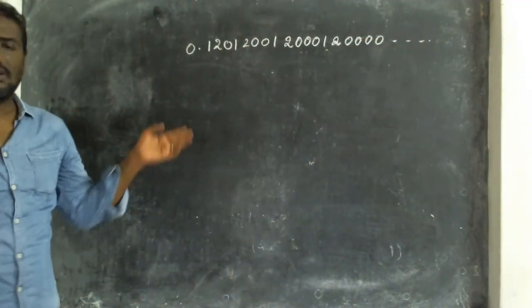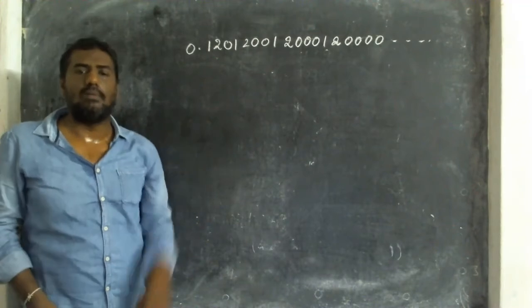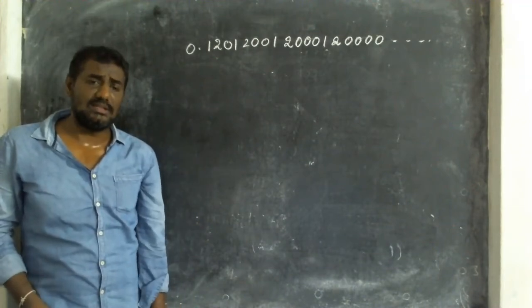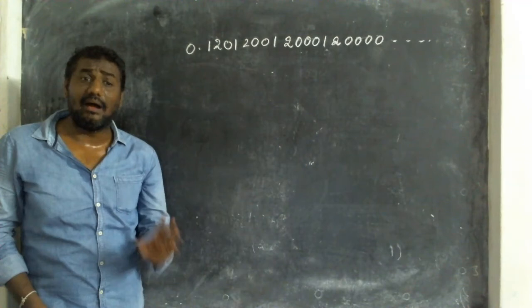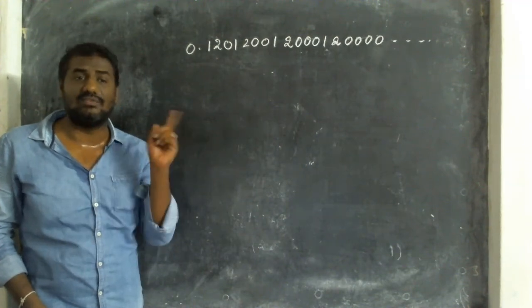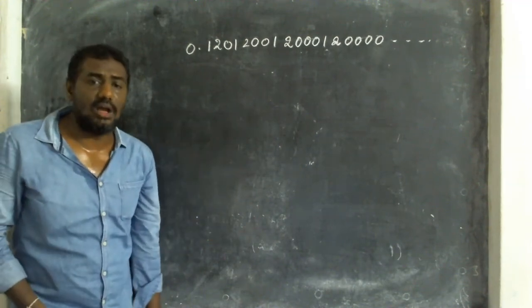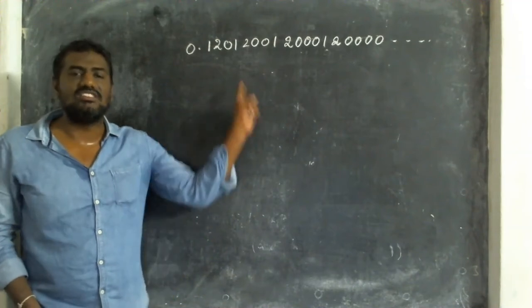This number they asked us to convert into p by q form, but it is not possible. Why is it not possible? It is non-terminating but not repeating. Repeating means we can convert, but it is not repeating. It is called an irrational number.